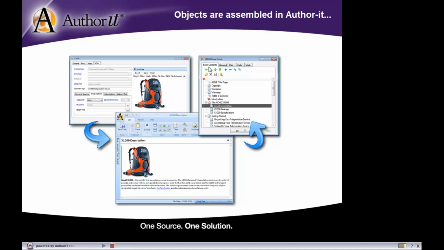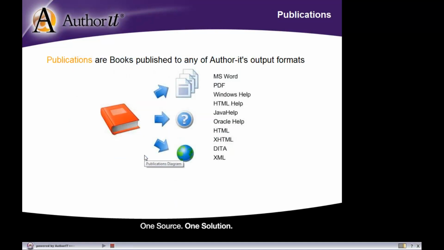All right, so what we have here is an object, which has an object inside of it, which has another object inside of it. All right, these three objects have been assembled in this X1000 User Guide book. All right, and they all have a relationship to one another. All right, now what happens is that these objects can then be published out to various formats.